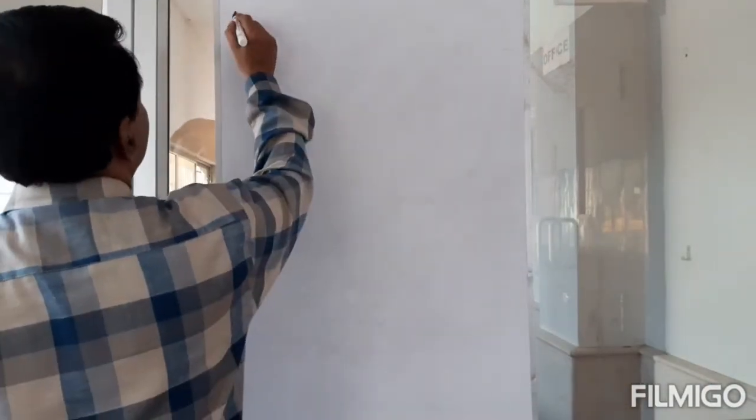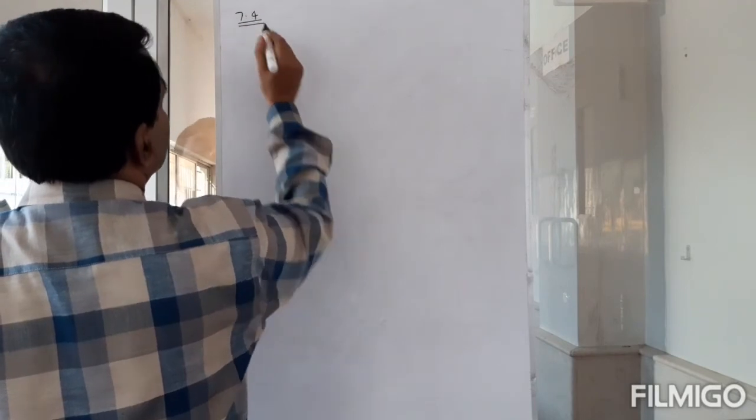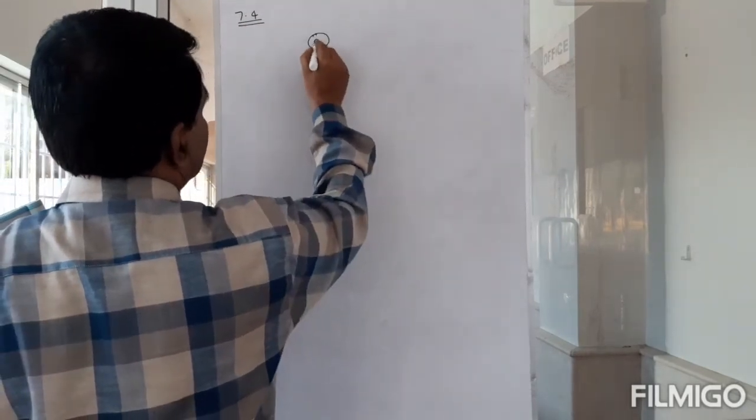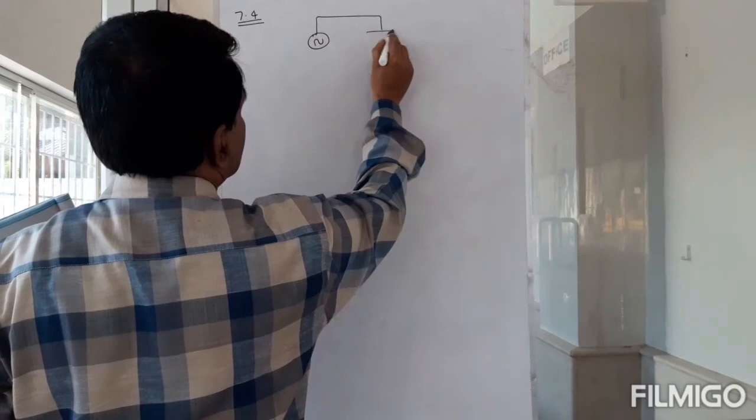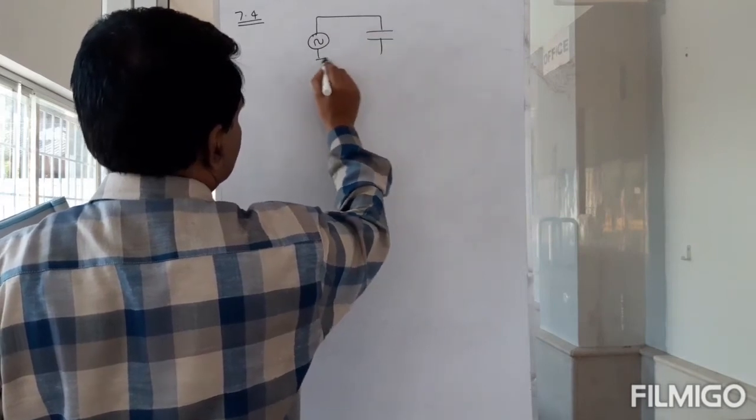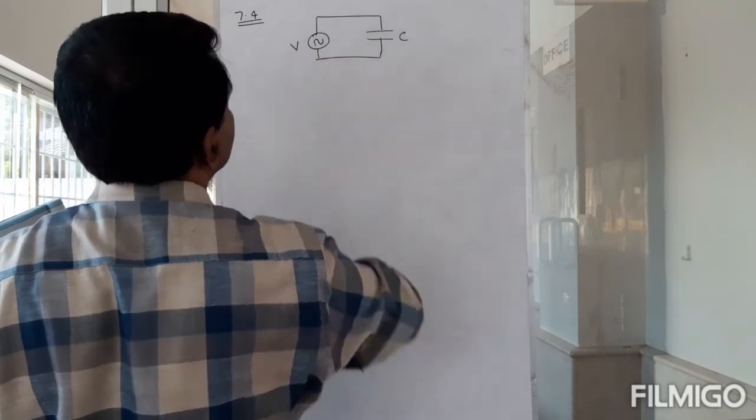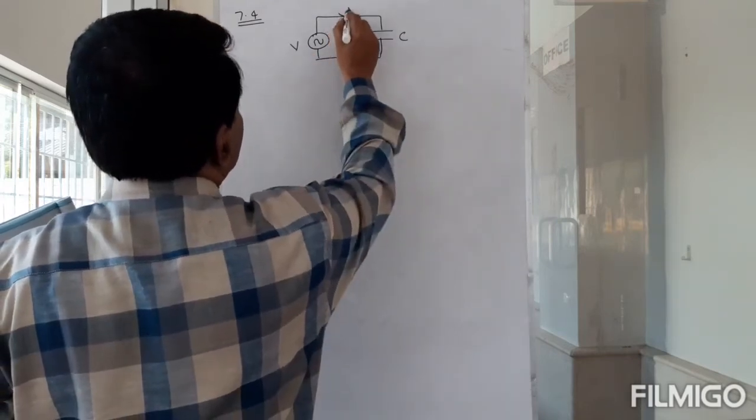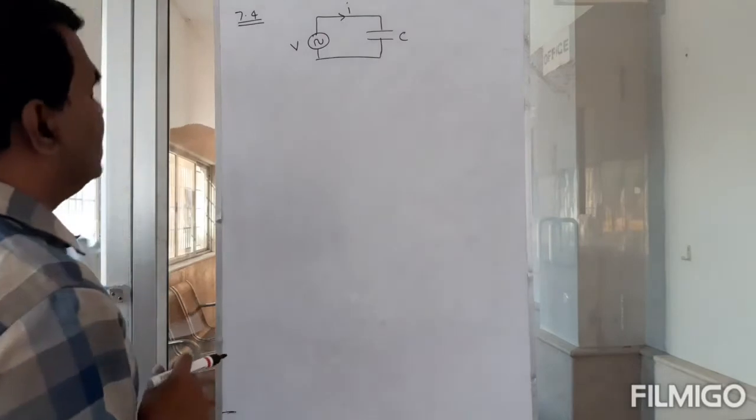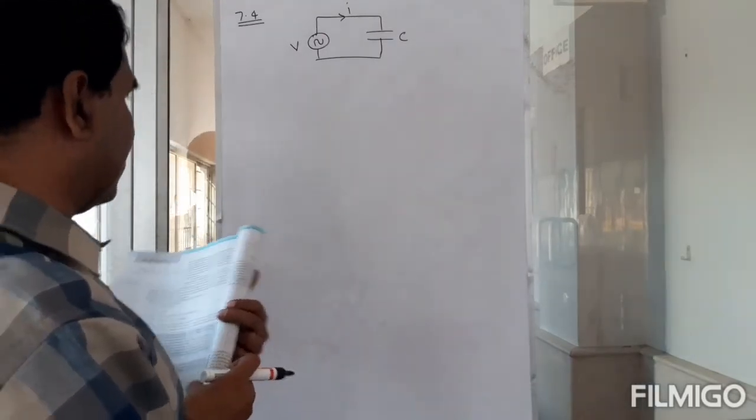So let's do this. This is 7.4. I have an AC source, and then I connect a capacitor across that. So this is C, and this is V, and there will be a current I flowing through it. Okay. So what is given?